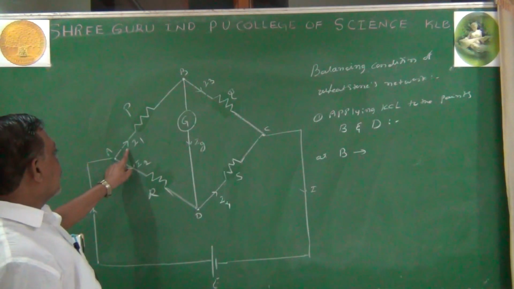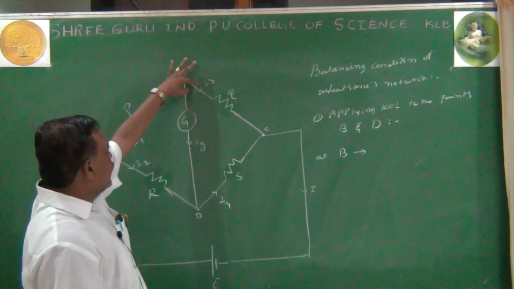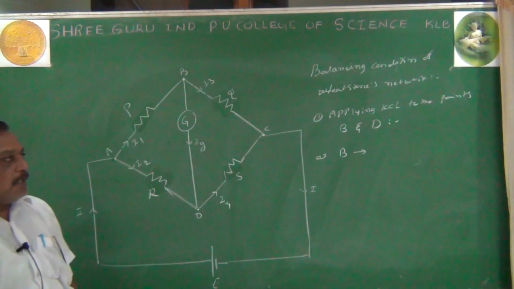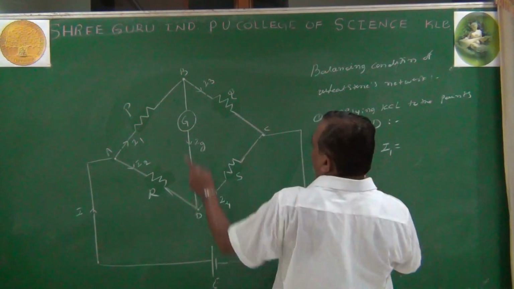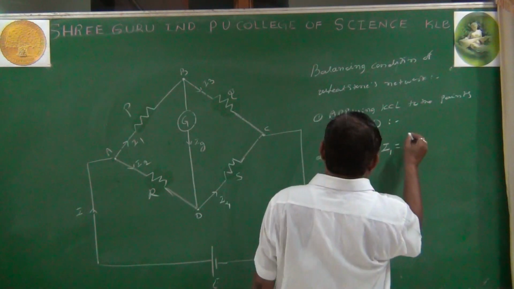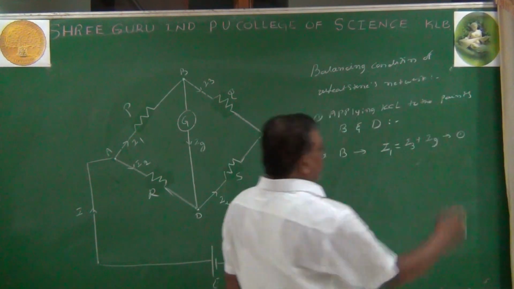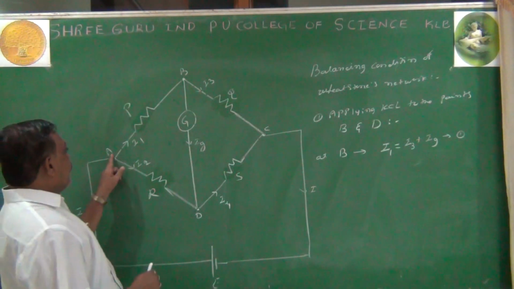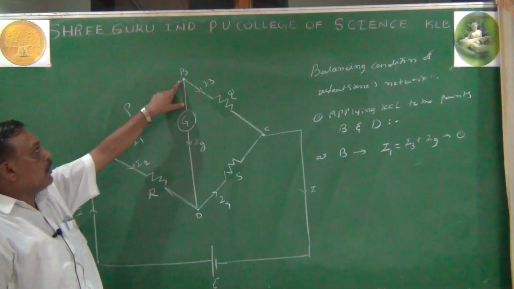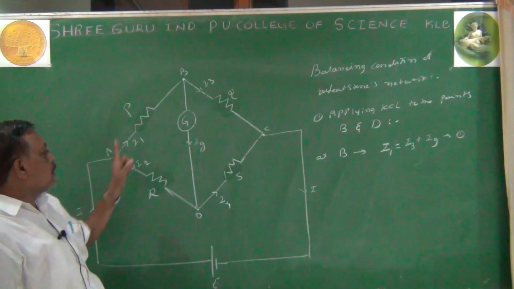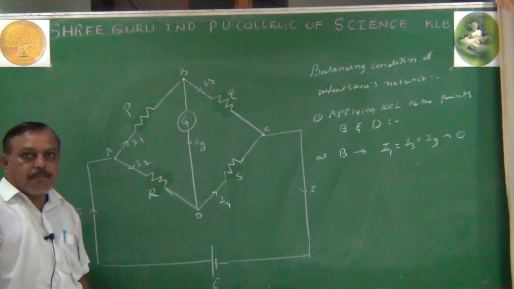What are the incoming currents to the point B? I1. What are the outgoing currents from B? I3 and IG. Then according to the KCL, the incoming current I1 at B is equal to the outgoing currents from B, I3 plus IG. I call this equation number 1. We are applying the KCL at point B, taking B as a node or junction.